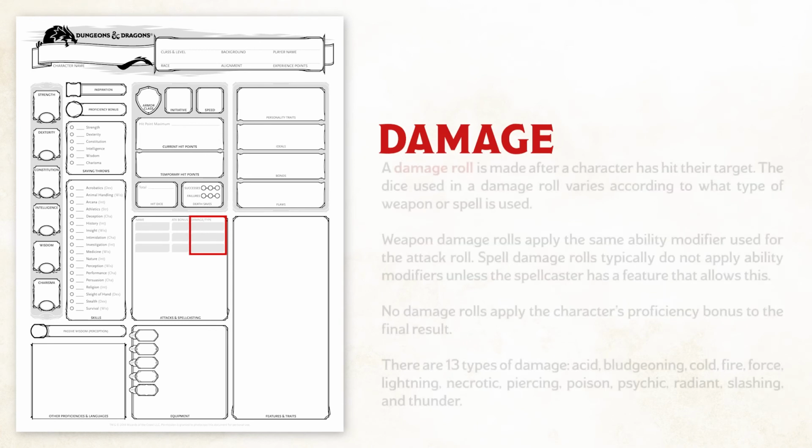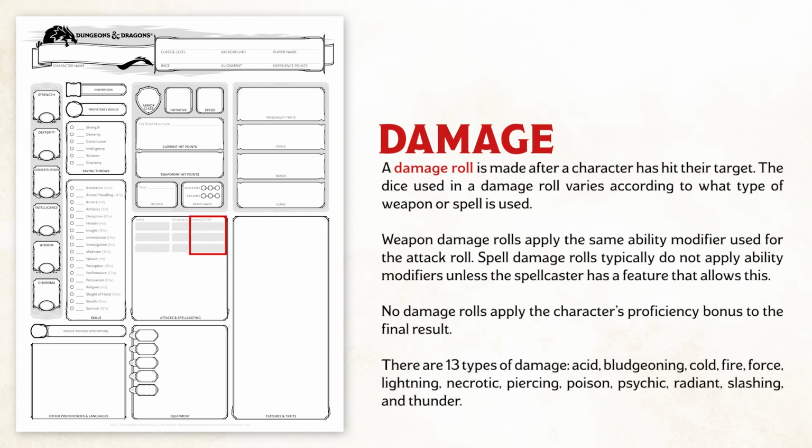Damage. A damage roll is made after a character has hit their target. The dice used in a damage roll varies according to what type of weapon or spell is used. Weapon damage rolls apply the same ability modifier used for the attack roll. Spell damage rolls typically do not apply ability modifiers unless the spellcaster has a feature that allows this. No damage rolls apply the character's proficiency bonus to the final result.